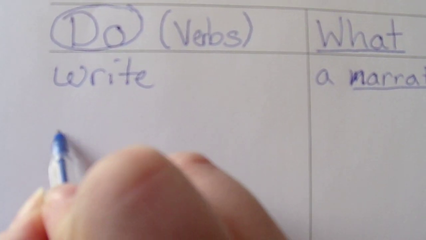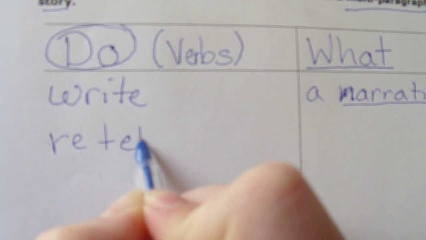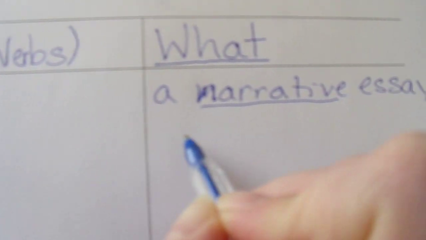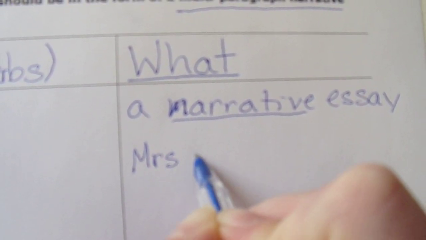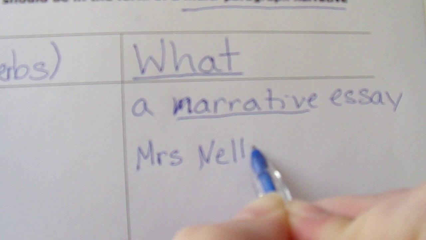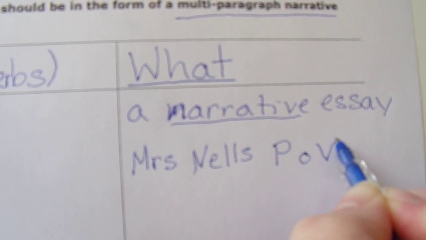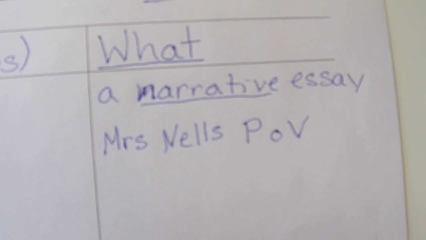Okay? Next part. Retells the story from Miss Nell's point of view. What are we going to do? Retell, and this is important because we're not making it up. We are just retelling it from Miss Nell's, and I'm going to do POV, point of view. Okay, if you feel more comfortable writing out, you can do that.